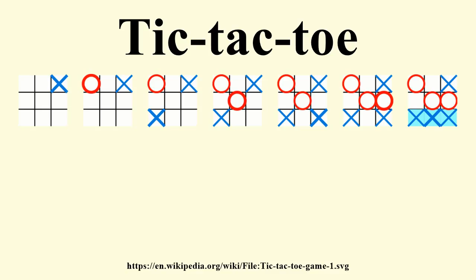More generally, the first player can draw or win on any board whose side length is odd, by playing first in the central cell and then mirroring the opponent's moves. There is a game that is isomorphic to tic-tac-toe, but on the surface appears completely different.